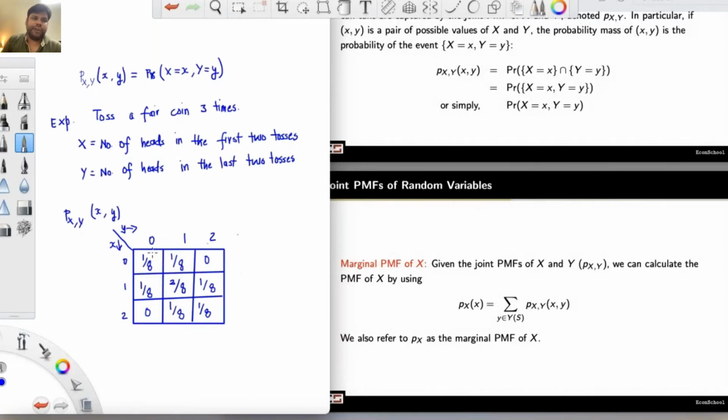Okay, now you can figure out the marginal of X. So this is a joint PMF. From this you can figure out the marginal of X. The marginal of X tells you the PMF of X. If you are given a joint, you have to figure out the probability that X takes value 0, the probability that X takes value 1, and the probability that X takes value 2. So this is how you can do it.